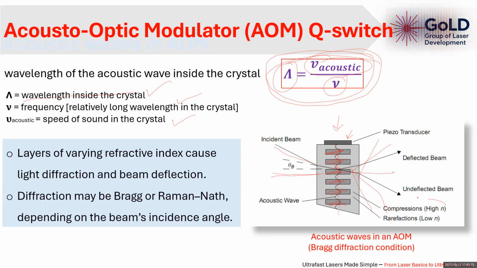These things are mentioned here. Practically, this grating-like pattern is generated inside the quartz crystal because of rarefaction and compression. Lower refractive index, higher refractive index, lower refractive index, higher refractive index. That is why this pattern acts like a grating.